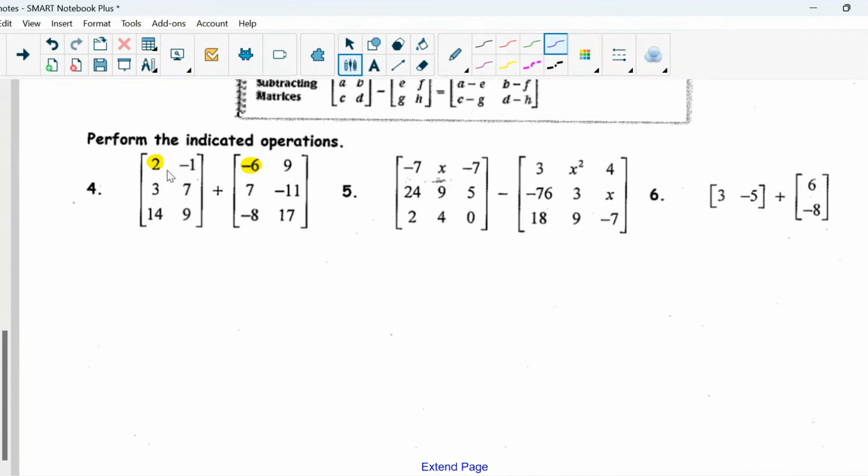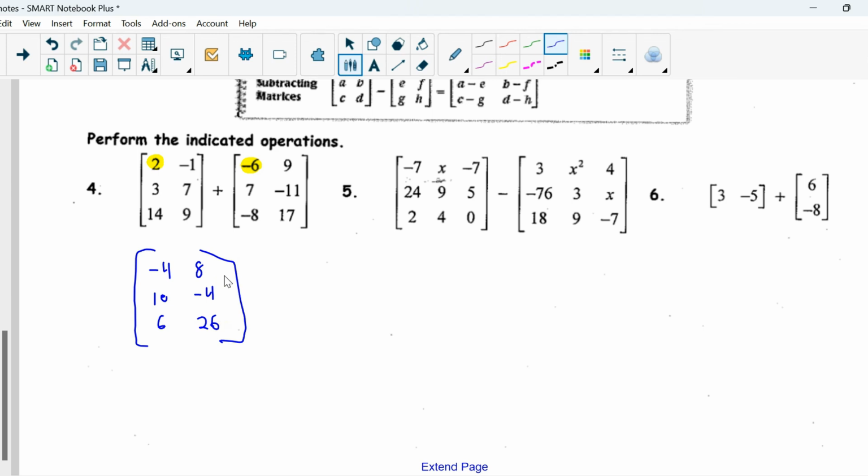We have 2 plus -6, which is -4, -1 plus 9, which is 8, 3 plus 7, which is 10, 7 plus -11, which would be -4, 14 plus -8, which is 6, 9 plus 17, which is 26. And when you're adding matrices, your solution will be a matrix.